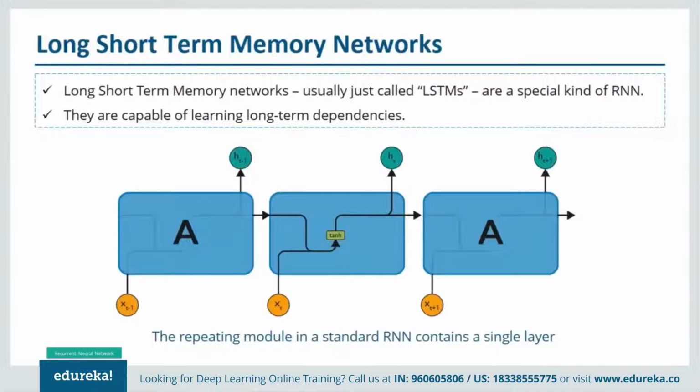Now what are LSTMs? Long short-term memory networks, usually called LSTMs, are nothing but a special kind of recurrent neural network, and they are capable of learning long-term dependencies. Now what are long-term dependencies? I've discussed that in the previous slide, but I'll just explain it here as well.